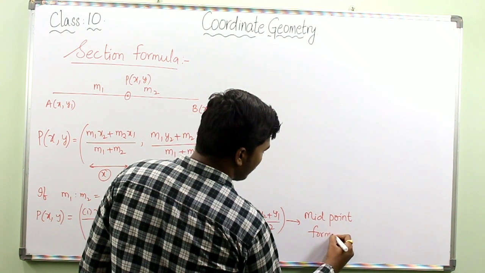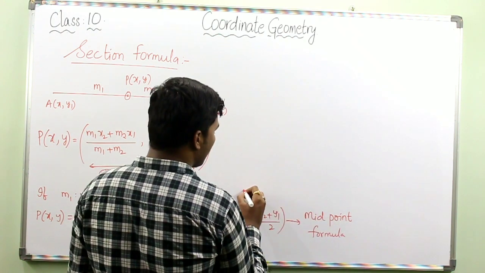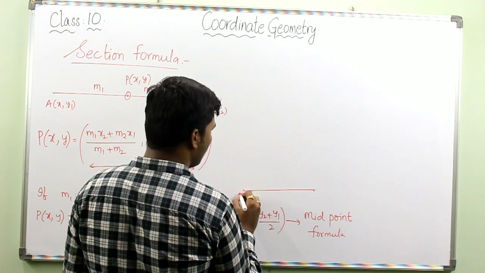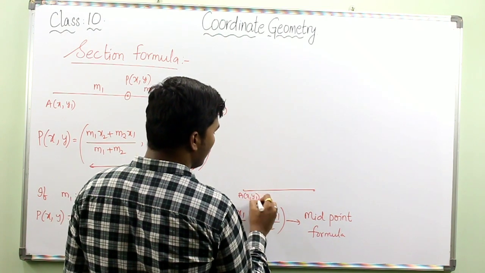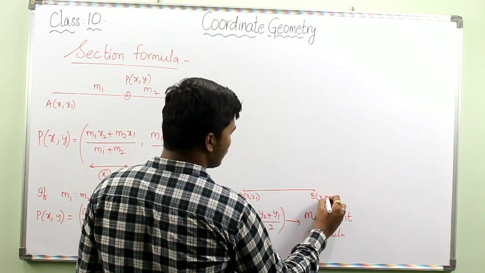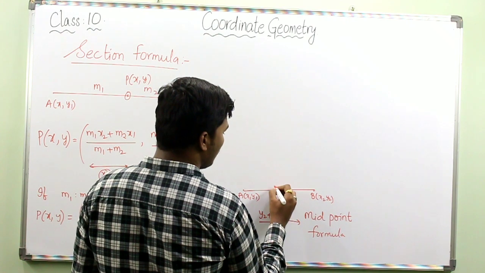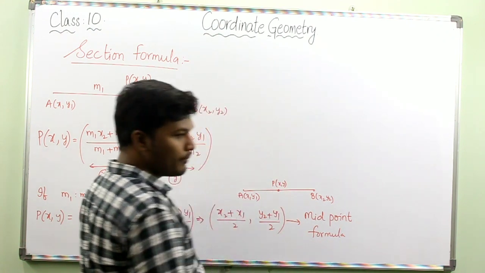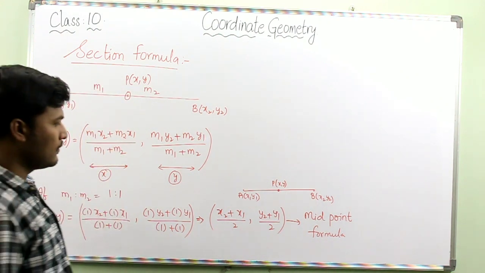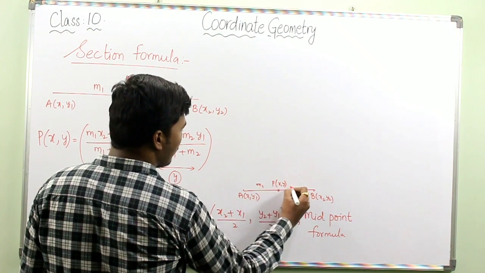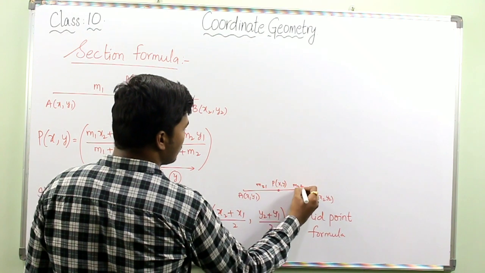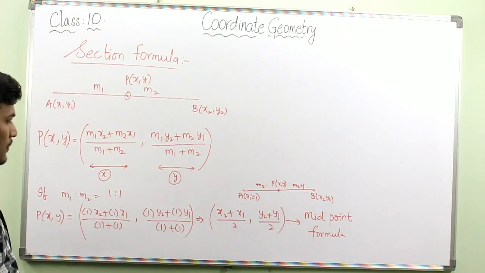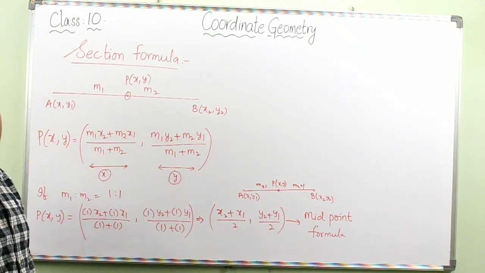Midpoint formula: for this line segment AB with A (x1, y1) and B (x2, y2), this point P (x, y) is exactly at the middle of the line, right? Hence the ratio m1 to m2 will be 1 is to 1. Okay, this is called the midpoint formula.